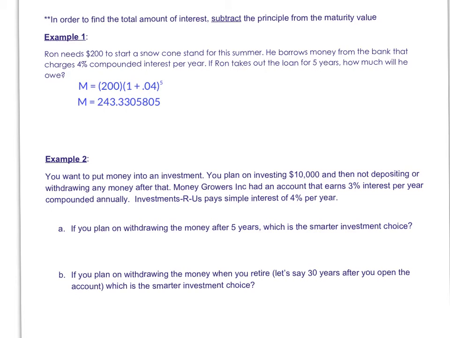So when you put that in your calculator, you'll get this decimal, 243.3305805. Then we need to round this to the nearest penny. So remember, we look at the hundredths place here, the 0 next door tells us to leave it. So our answer is $243.33.